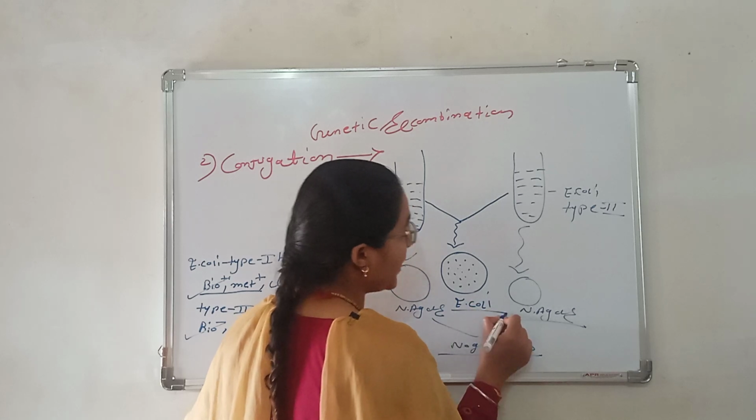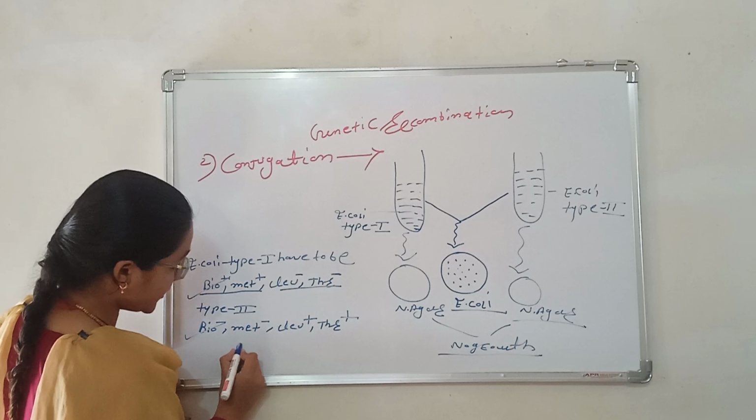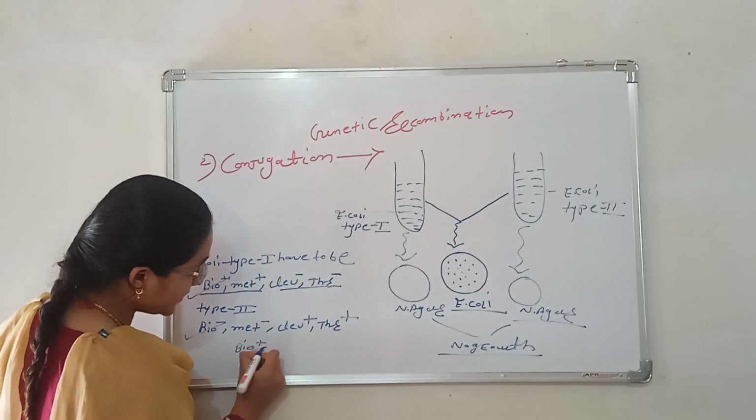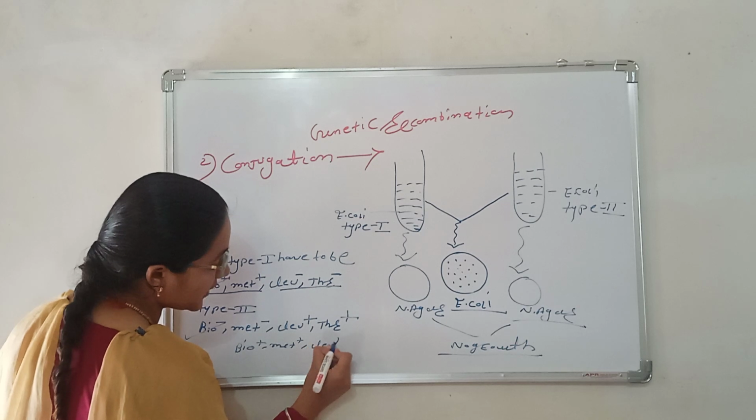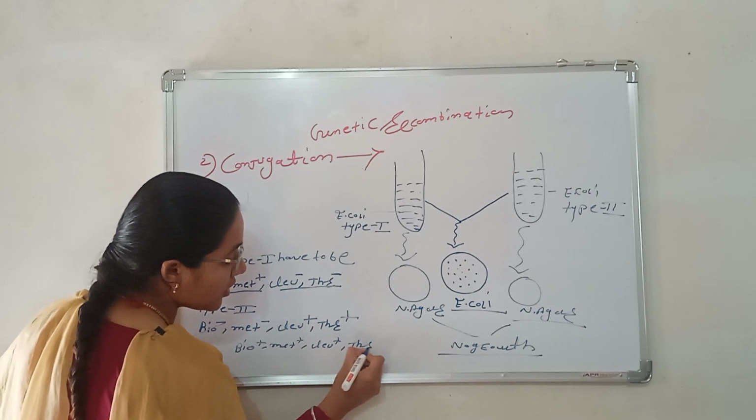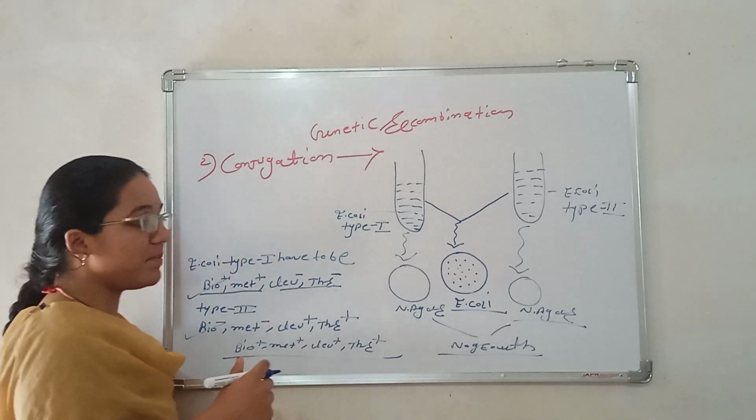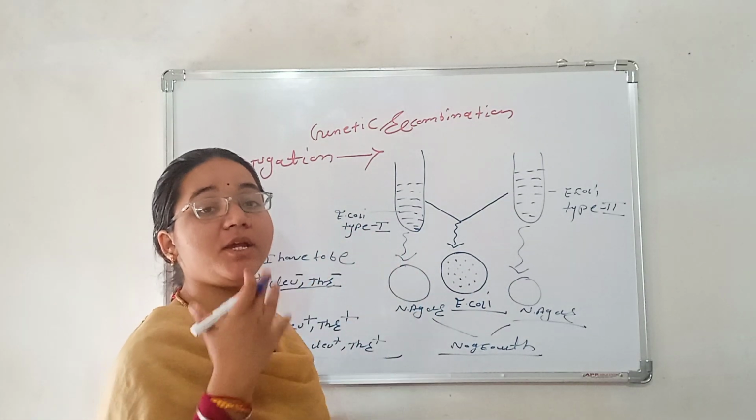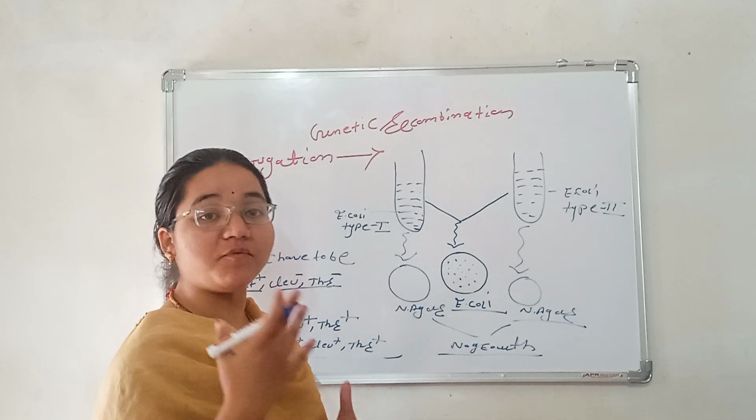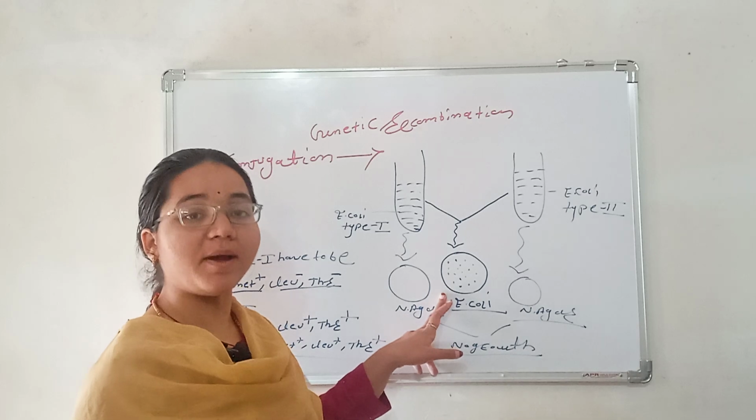Means they are combined with each other. So we have complete ingredients such as biotin plus, methionine plus, leucine plus, and threonine also plus. These complete factors are present in the combined strain. For example, E. coli type 1 and E. coli type 2 are combined with each other, so they are followed by growth.